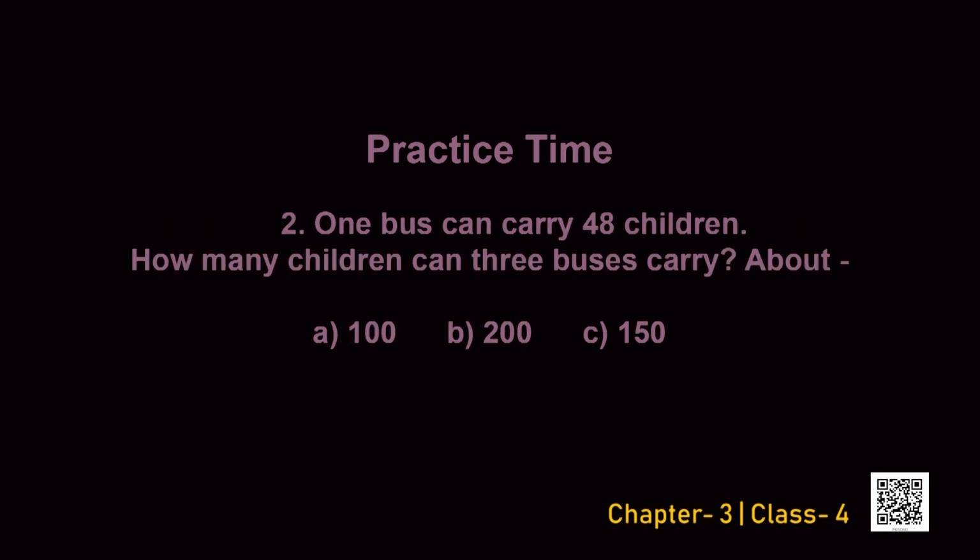Very good. Question number 2. One bus can carry 48 children. Then how many children can 3 buses carry? At about A 100, B 200, C 150. For one bus 48 means we have to multiply 48 into 3, we will get about 144. Therefore, the nearest answer is C 150.